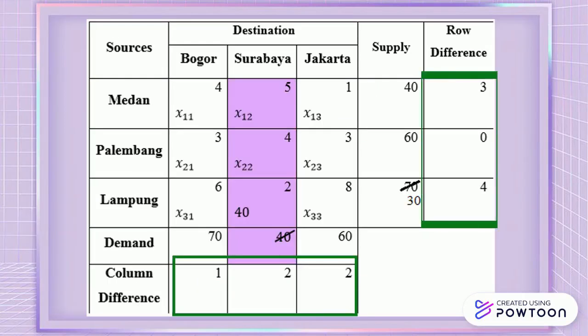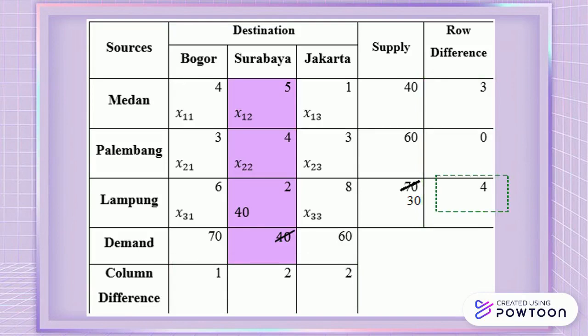Now, let's see which row or column has the biggest difference. From this table, we know the third row has the biggest difference. It's equal to 4. Let's look at the third row. The smallest transportation cost in this row is equal to 2. So, we distribute the demand to the supply as much as possible to this cell. It's equal to 40. So the supply left is 30.